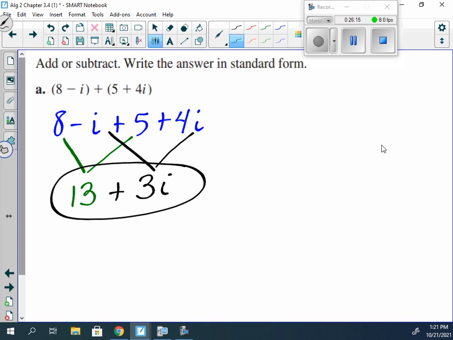And we always want to write it in the form of a plus bi. We want the real number first. The number without i goes first. The number with i goes second. That's it. Questions on this here?